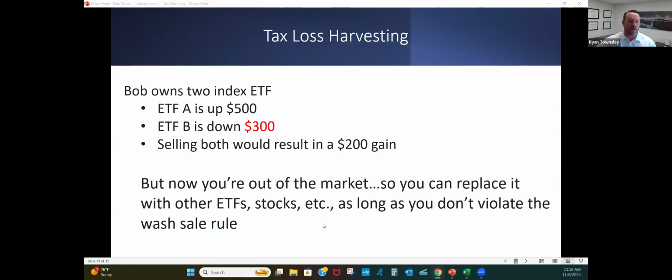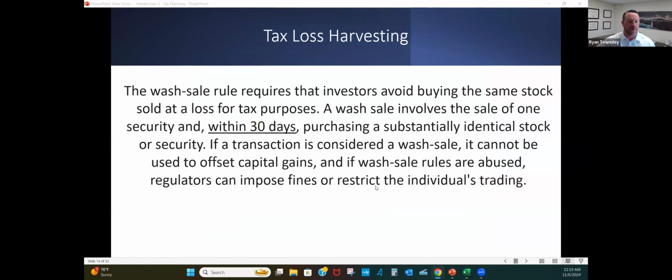That's great, right? The thing is, though, if you sell both of those, you're now out of the market for at least that portion of the money. So you can replace it with another ETF or stock, but it has to not violate the wash sale rule. And the wash sale rule means that you can't replace it with the same thing or something almost identical to it within 30 days. So typically what people do is sell an individual stock like an Apple, replace it with a Vanguard Growth ETF or the S&P 500, and wait 30 days, and then they can decide if they want it back.